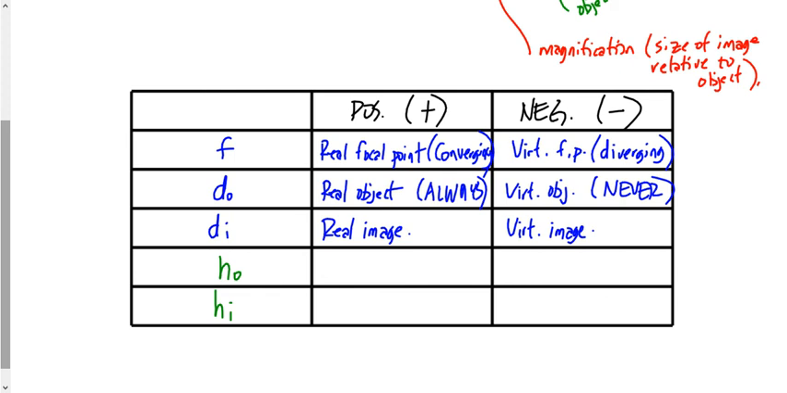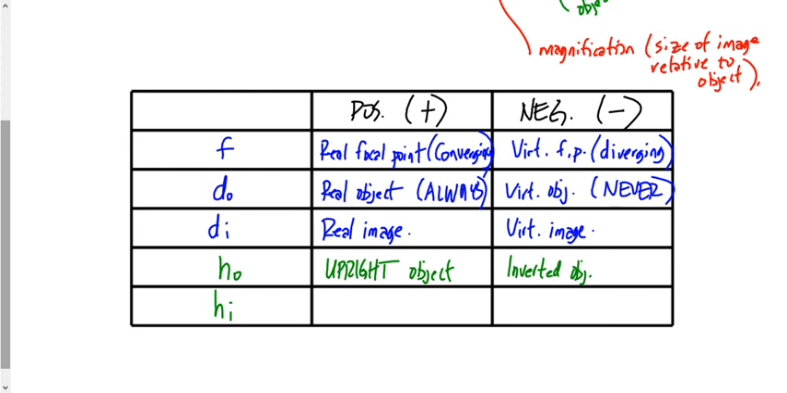Now, HO and HI, the image height and the object height, I'm going to color differently just so that you can see a little bit of a different trend here. HO is positive, not because it's real or virtual. HO is positive if it's an upright object. If the object is right side up, and it's negative if it's an inverted object. The vast majority of the time, your object will be right side up. If it doesn't say otherwise, just assume that the object is right side up.